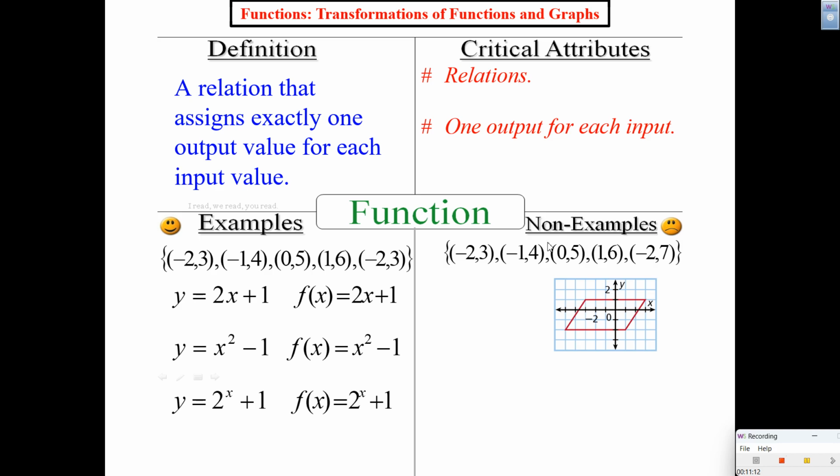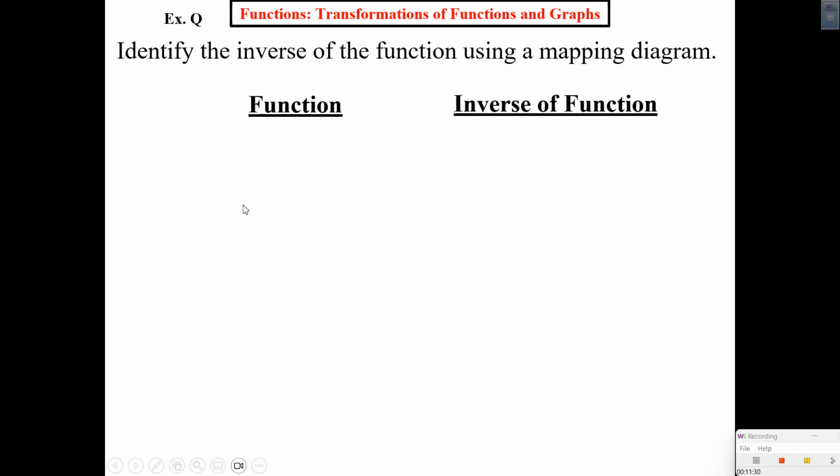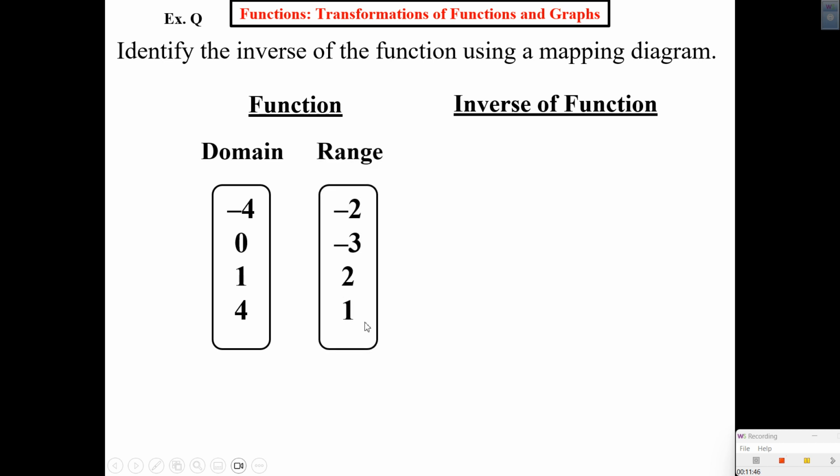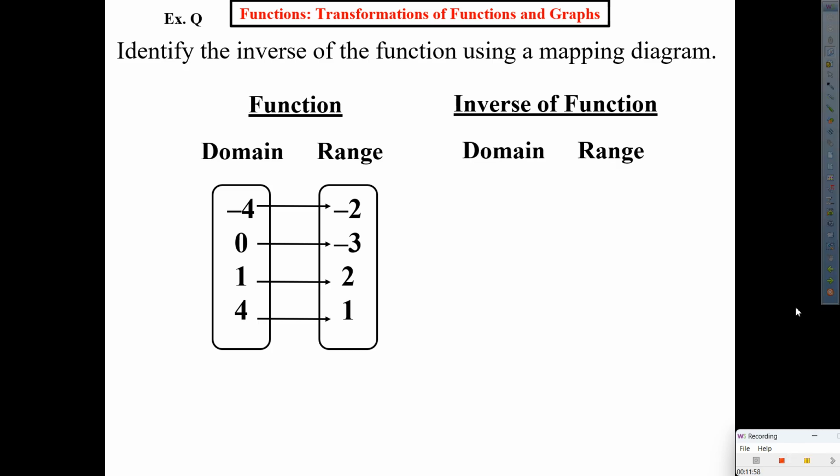All right, so copy this on your notes, please. Example Q. Write that down, please. Identify the inverse of a function using a mapping diagram. Then you're going to write function. Then you're going to write inverse. So let me give you the function first. Here's the domain. Here's the range. And then you map it. Show the mapping like this.